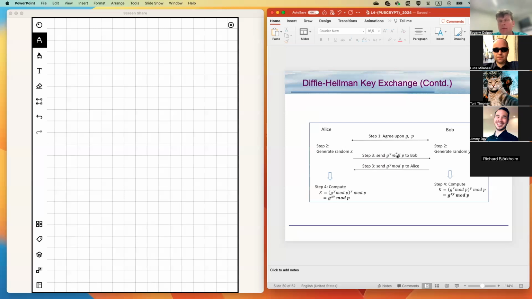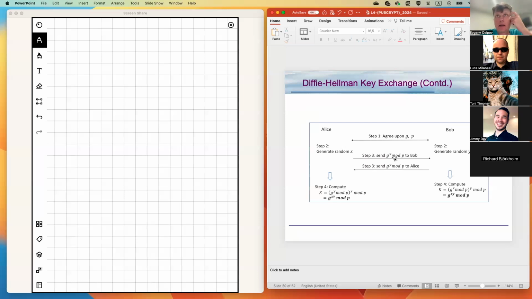Are you with me here? So basically, knowing the result of this computation, and knowing G and P as publicly available parameters, you send it over an insecure channel, you cannot compute X.